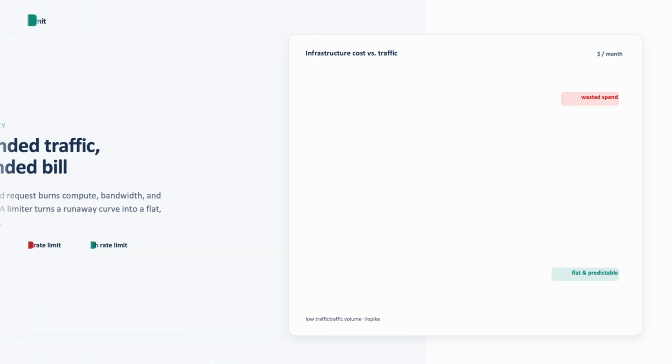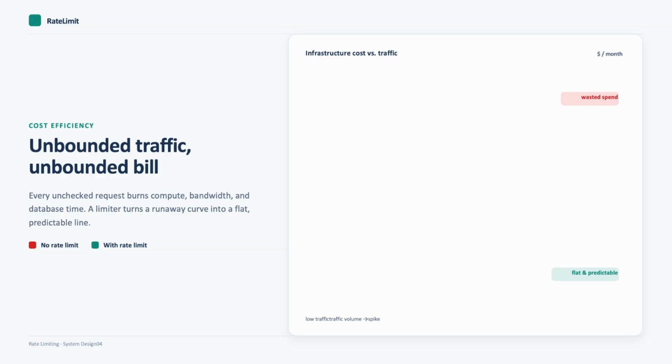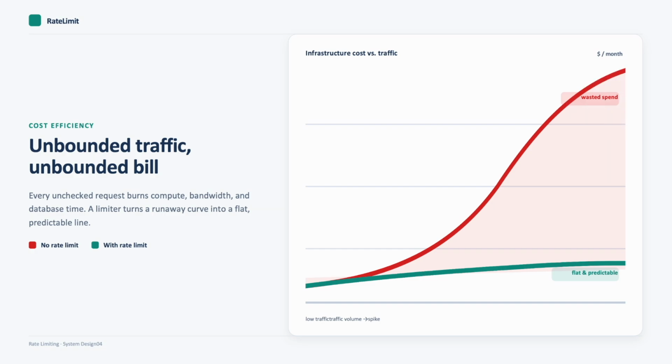Every API request consumes resources: CPU, memory, bandwidth, databases, and sometimes even paid third party services. Without limits, traffic spikes can quickly become expensive. Rate limiting helps turn unpredictable infrastructure costs into something much more manageable.